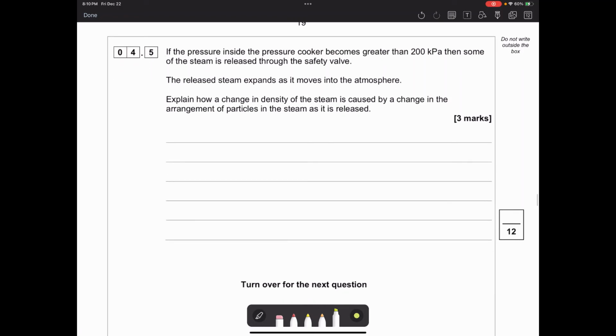Right, question 4.5 then. If the pressure in the cooker becomes greater than 200, then some of the steam is released through the safety valve. The released steam expands as it moves into the atmosphere. Explain how a change in the density of the steam is caused by a change in the arrangement of particles in the steam as it is released.